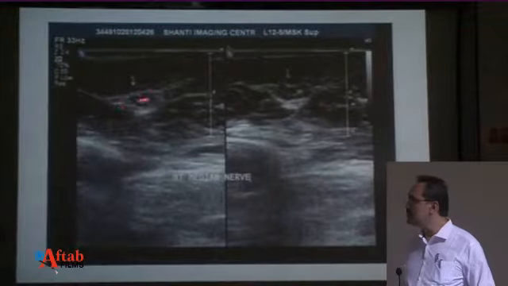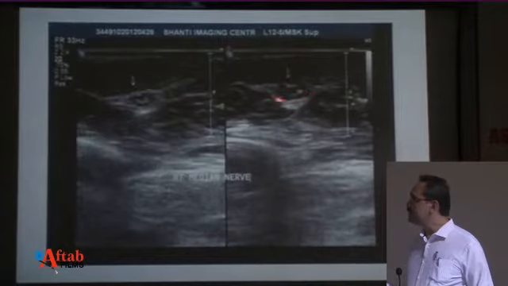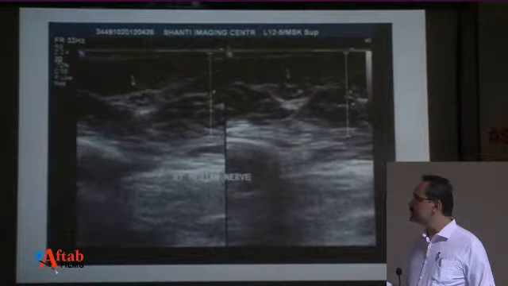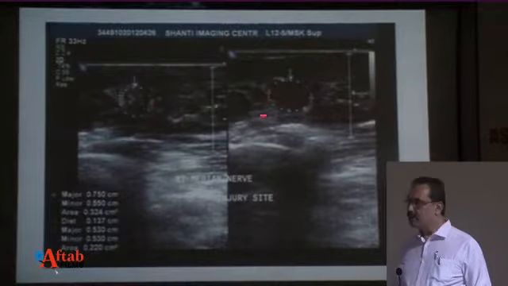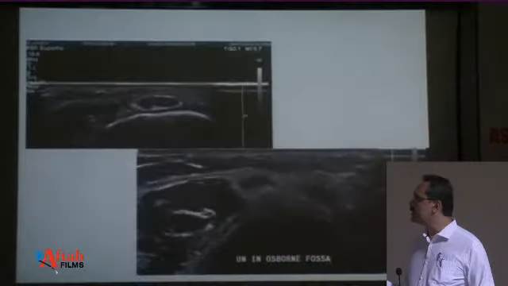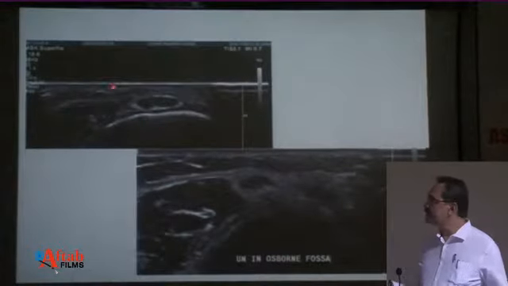So this is the normal nerve in transverse section. Near the injury site, it is showing edematous, and size of the nerve has increased. And lower down, it is further increased, and there is neuroma formation going on. So this is a recent case.